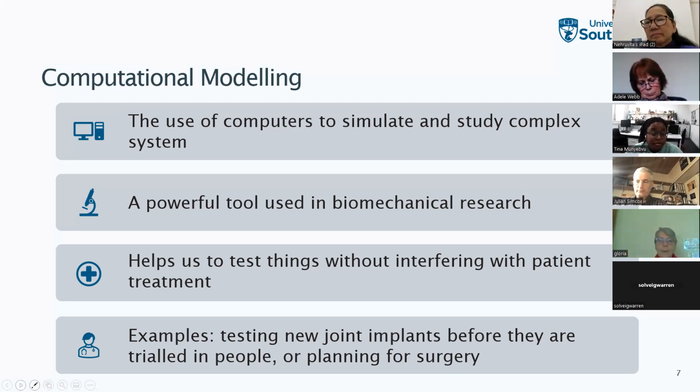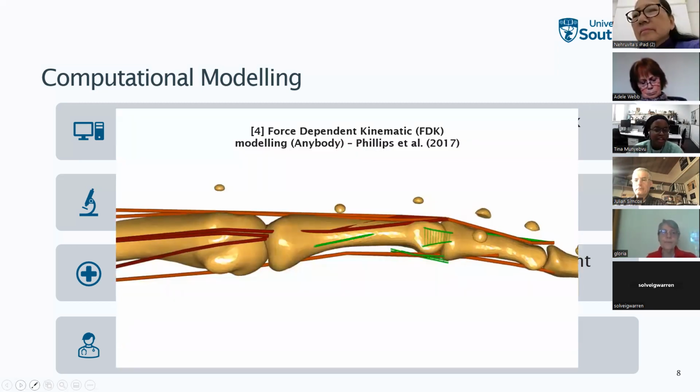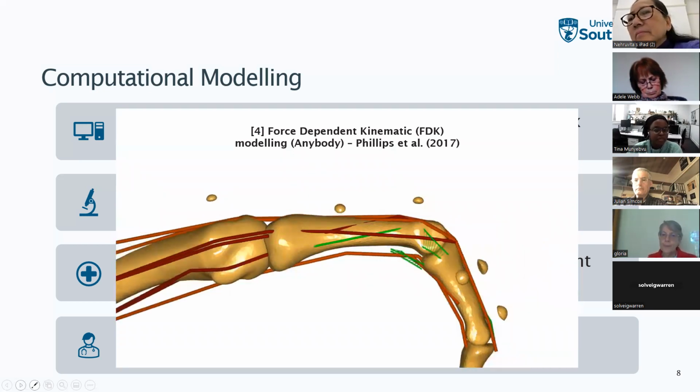Examples of how it can be used. It can be used to test new joint implants before they're trialed in people, but it can also be used for planning for surgery. So I've taken this from a conference paper by Phillips et al.